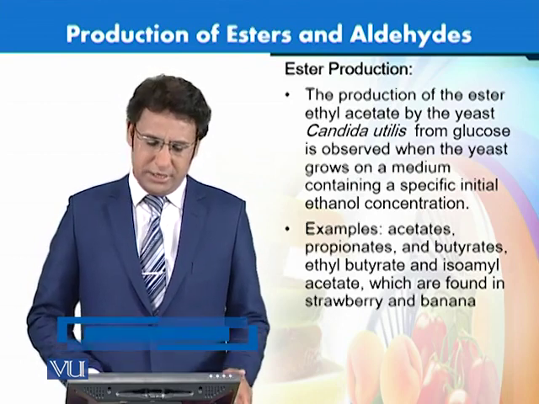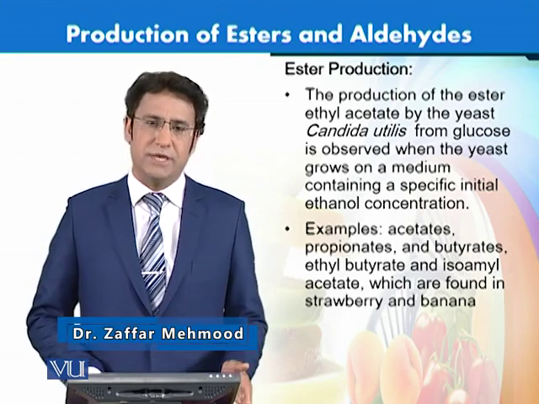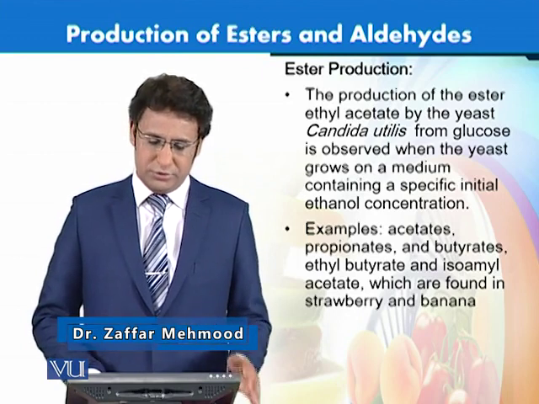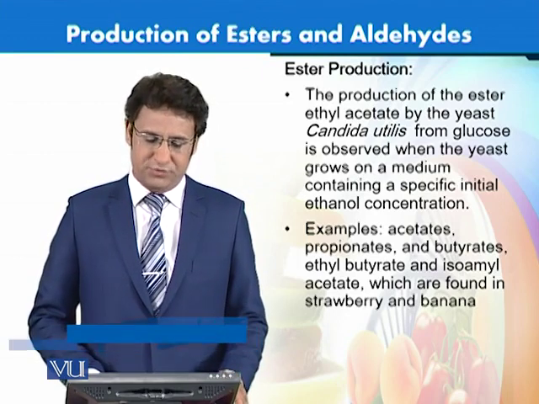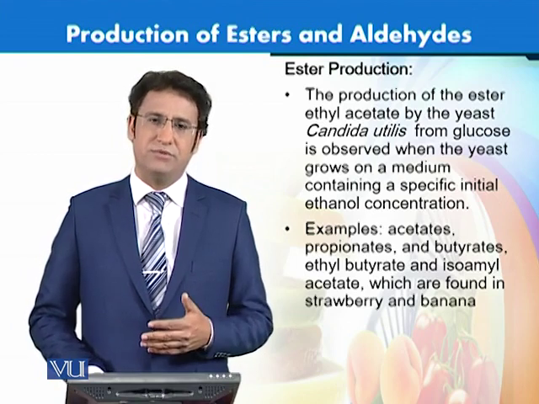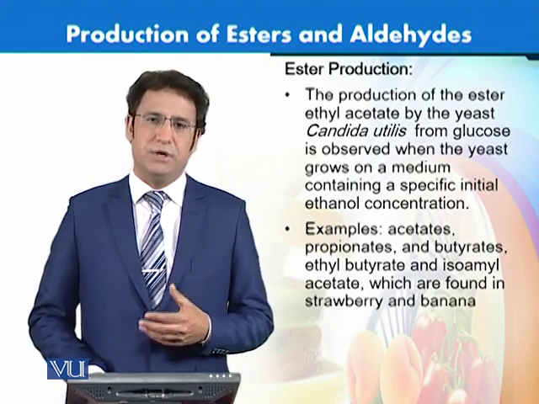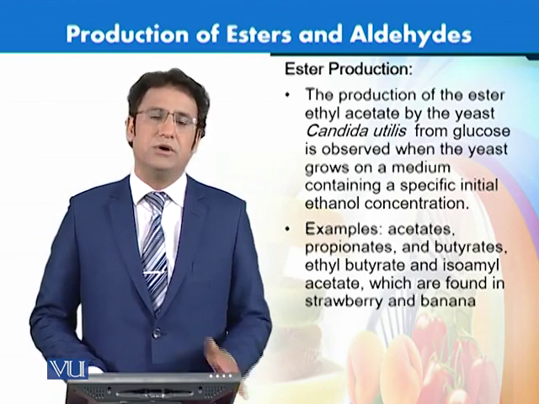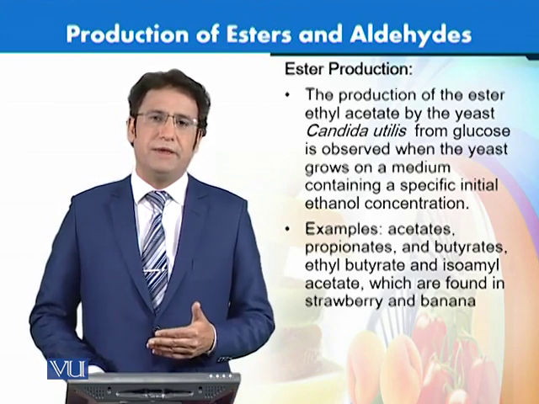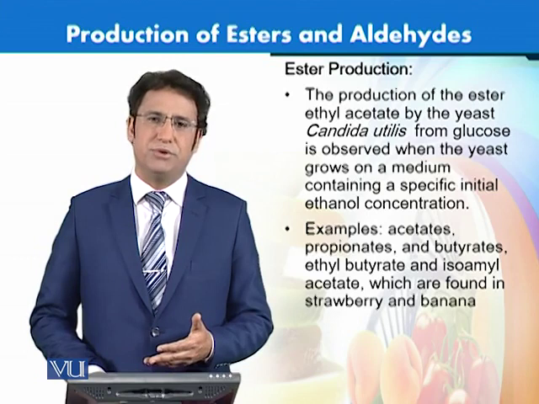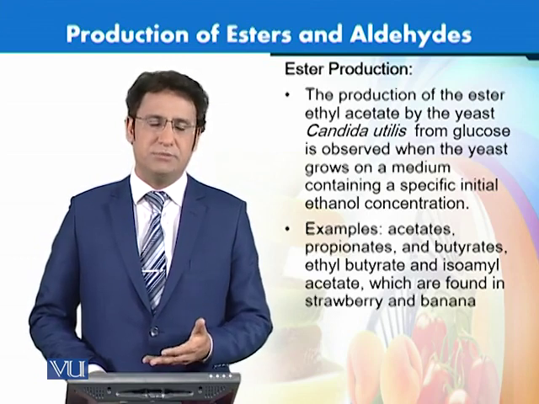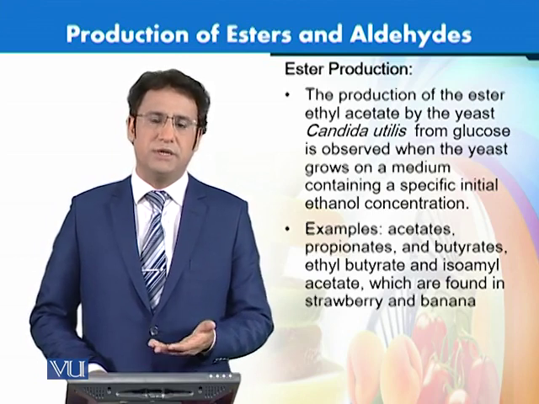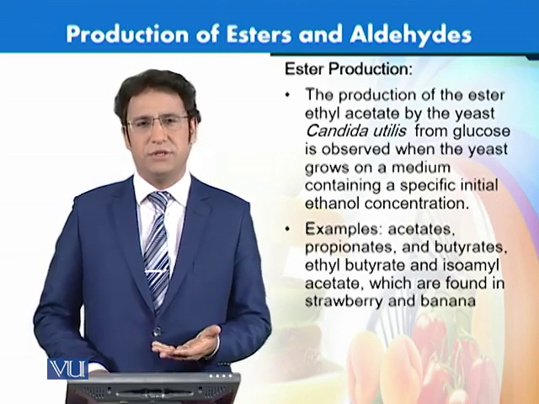For example, Candida utilis is one example that can act upon glucose and produce ethyl acetate. And it would only produce this kind of flavor compound when a small amount of ethanol is already present. This is one of the examples by which we can produce esters, but there are detailed examples in your course book regarding different studies that have been done and different conditions.